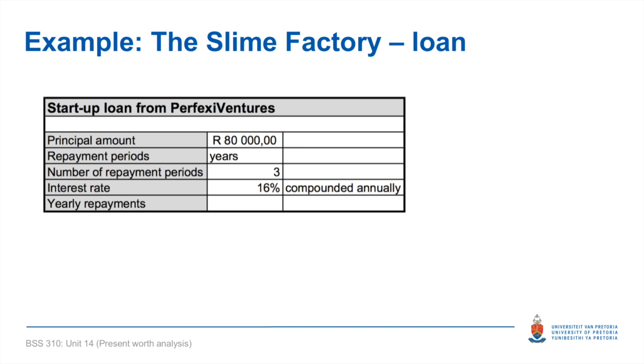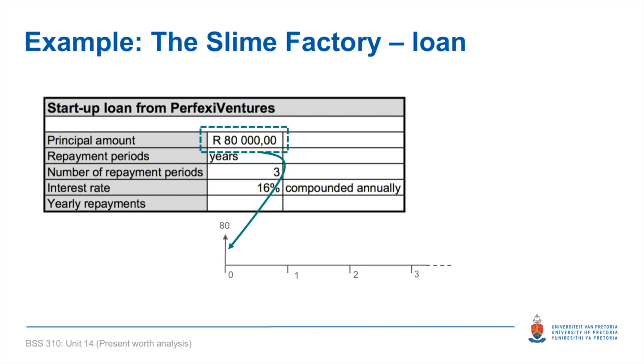Let's assume for simplicity's sake that the repayment periods are years, so I only have to make one repayment every year. There are only 3 repayment periods, so I have to repay this loan of 80,000 Rand in 3 repayments, each payment happening at the end of a year. The interest rate that the bank has charged me is 16% per year, compounded annually.